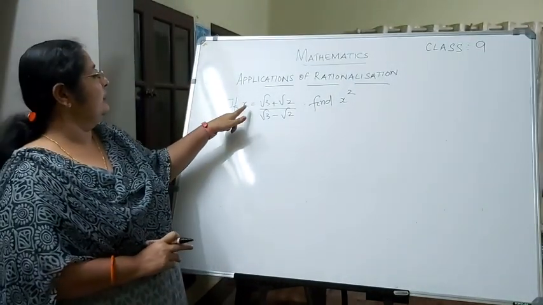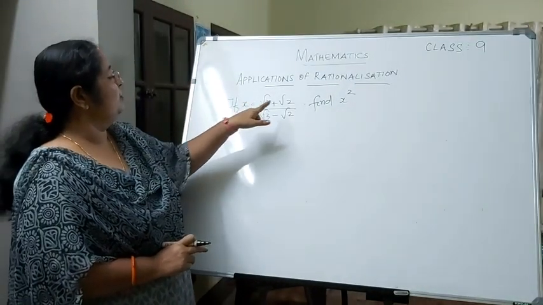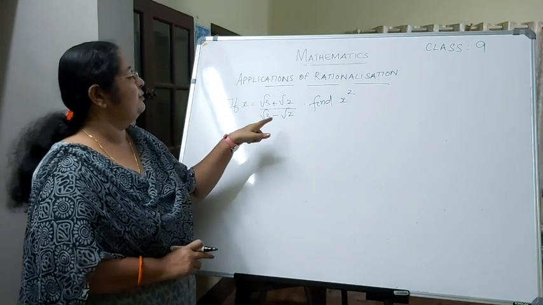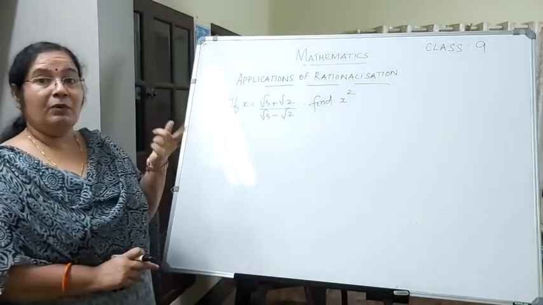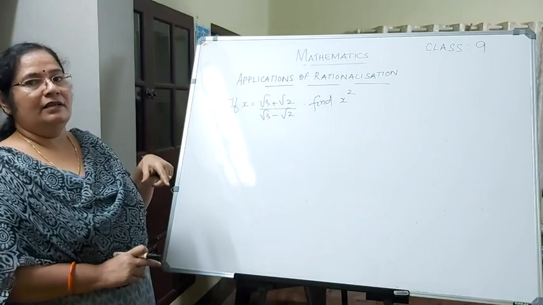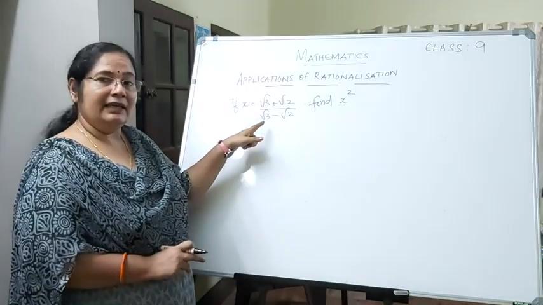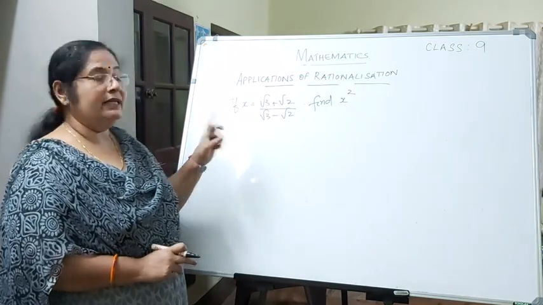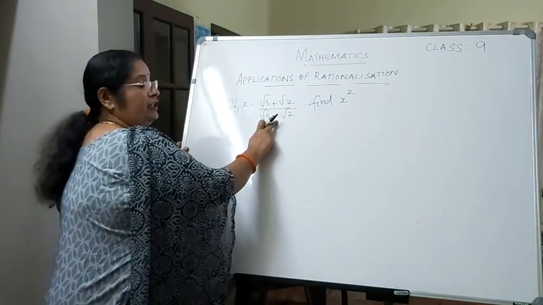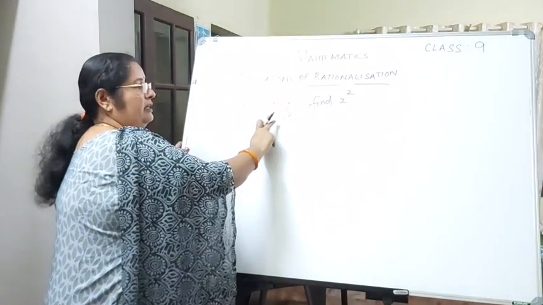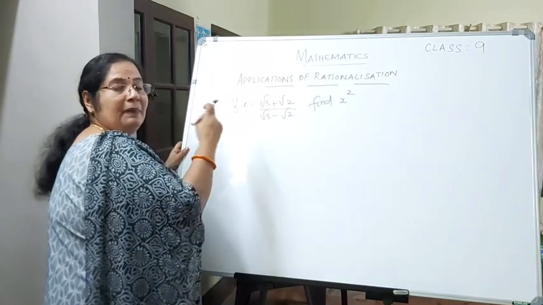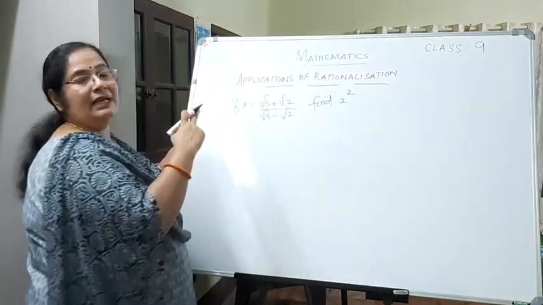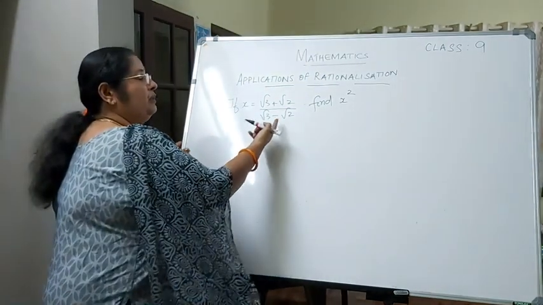If x is equal to (root 3 plus root 2) by (root 3 minus root 2), find x square. Now see here, again, first, what is the step you have to do? You have to rationalize the denominator. So what is the conjugate for this? Root 3 minus root 2's conjugate is root 3 plus root 2. So multiply both numerator and denominator with root 3 plus root 2.